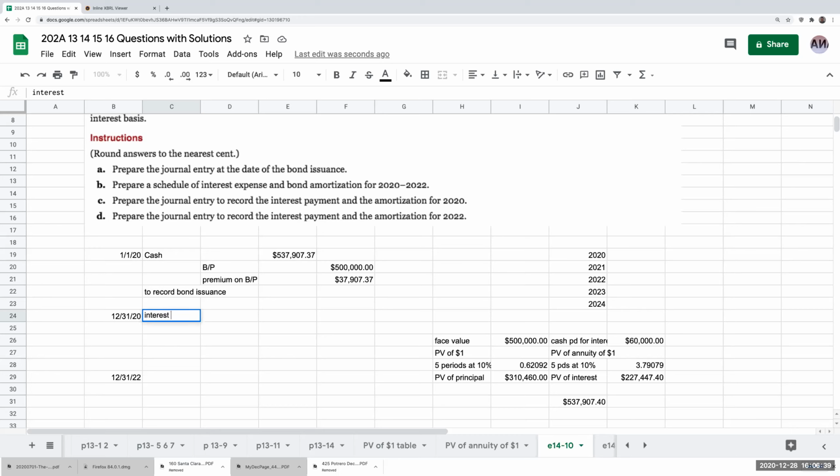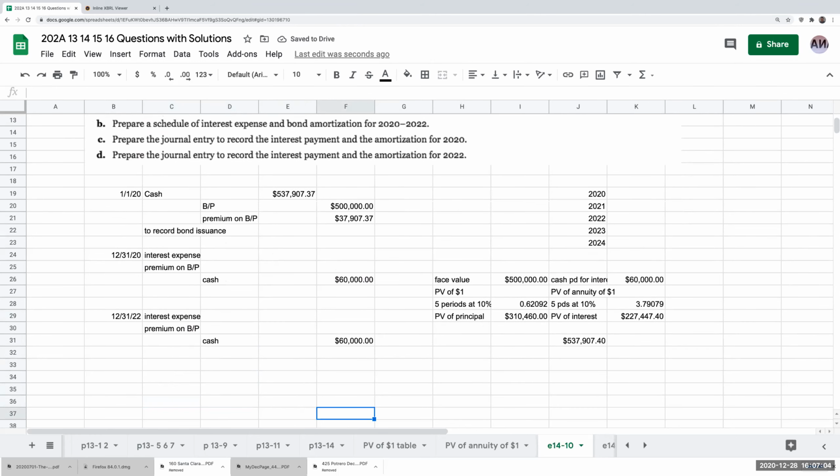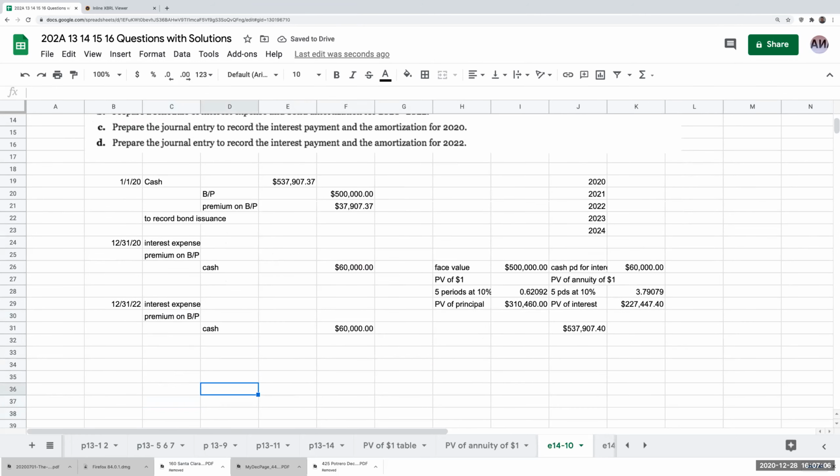I'm going to have a debit to interest expense. I'm going to debit premium on bonds payable because I need to take that premium down to 0. And it's going to be the same over here. I know that every single time I'm paying cash of $60,000. Doesn't make a difference. But what I need to figure out here is what the interest expense looks like. So let's take a look at how this works.